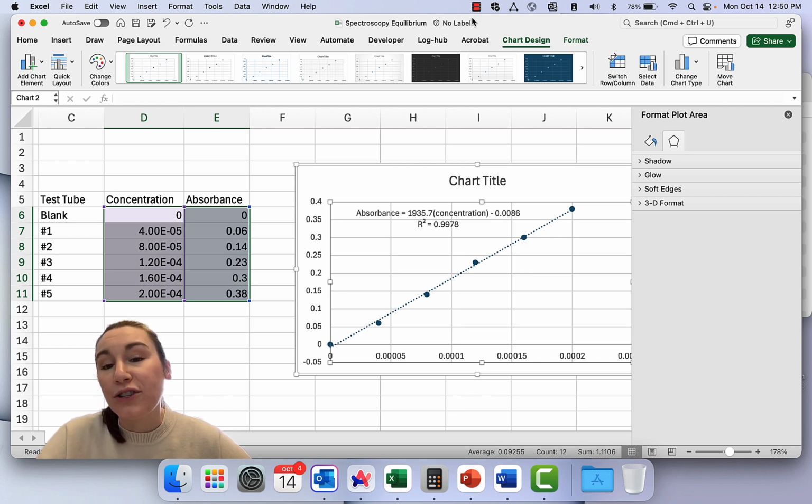So let's jump over into the experimental portion of part 2, show how we make those solutions, and then we'll go into the calculations on how we are going to use this equation in order to help us solve in our ICE tables.